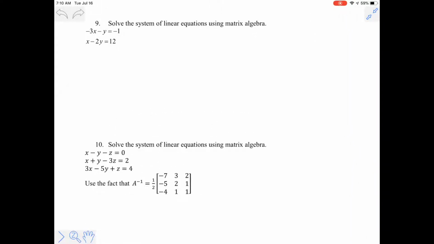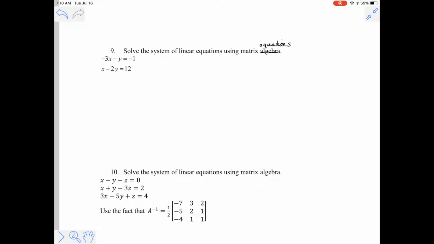Question 9 is from section 6.4. Solving a system of equations using matrix algebra, or we could call that matrix equations. So, what we need to do is first write the system of equations in matrix equations. So we would have our coefficient matrix and then a matrix of our variables. And then a matrix containing those numbers at the end, negative 1 and 12.